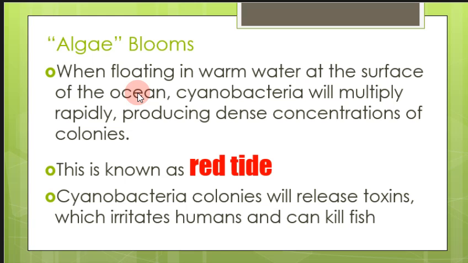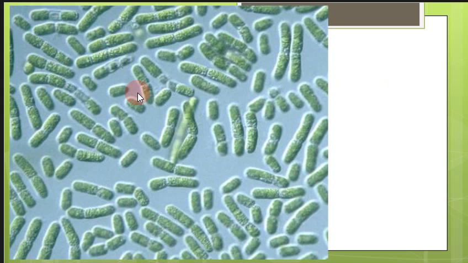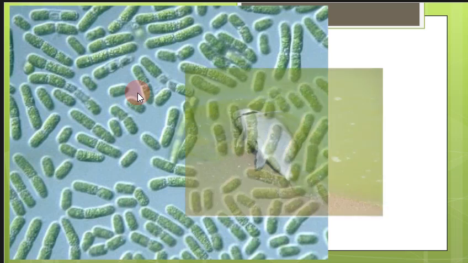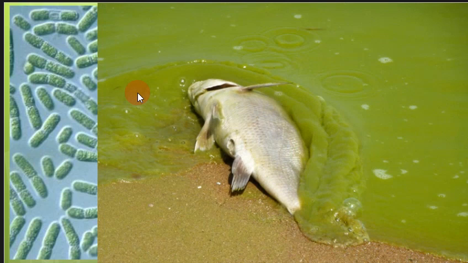So cyanobacteria colonies will release toxins, and that irritates humans, and it can actually kill fish. This is what they look like. Remember, they're bacteria. They're rod-shaped. They're green. Here are some poor dead fish from the bloom. You can see all that green. So it looks like pea soup there.